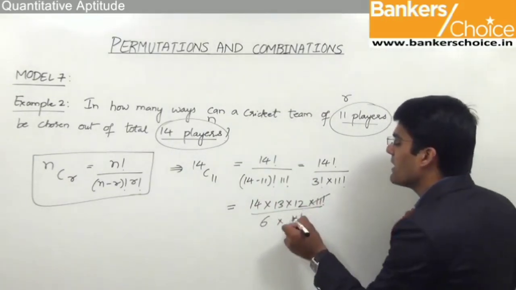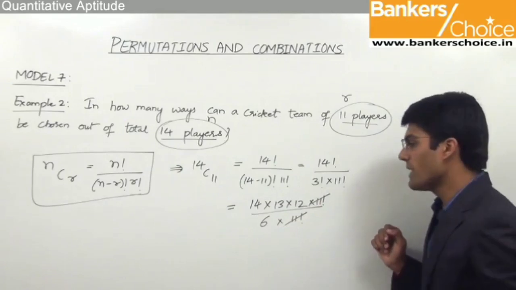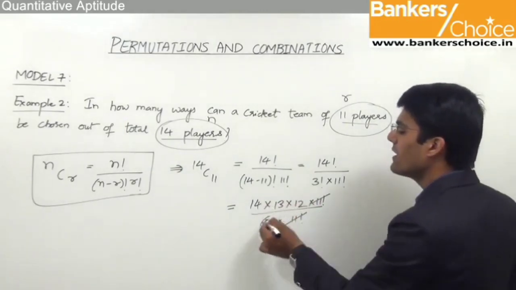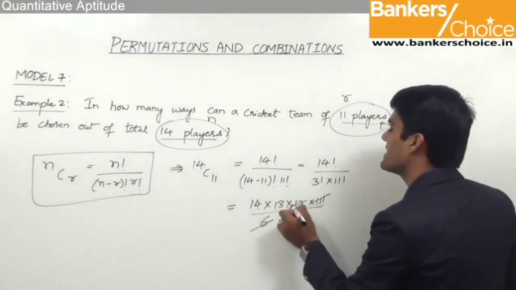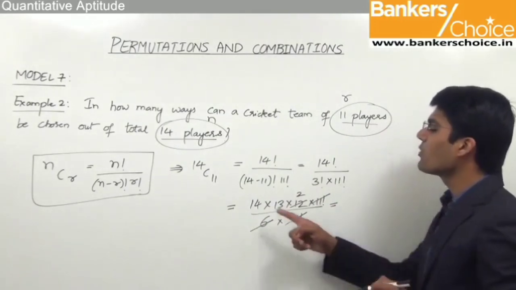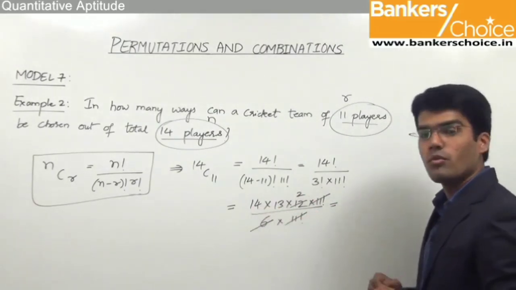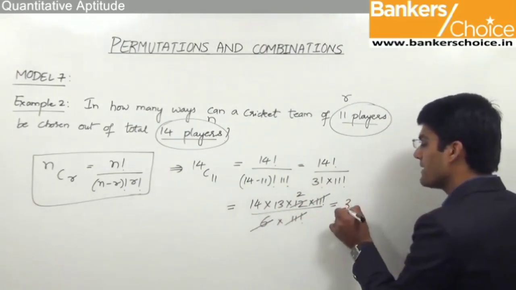Now 11 factorial and 11 factorial get cancelled. So finally we are left with 14 into 13 into 12 by 6. Now 6 here gets cancelled 2 times. So the final answer is 14 into 13 into 2, which comes out to be 364.